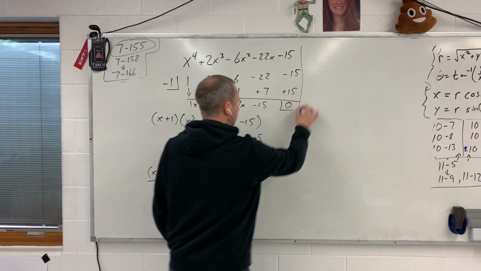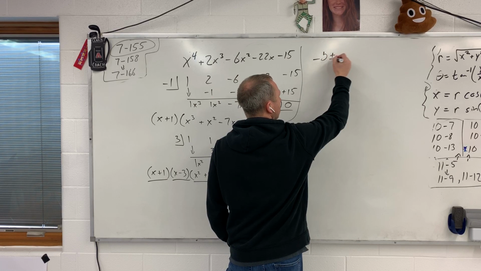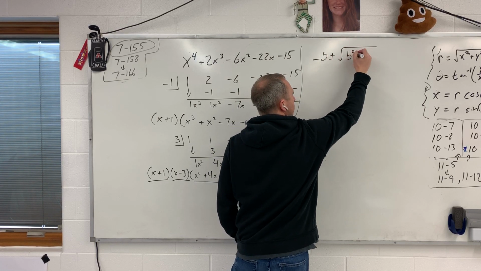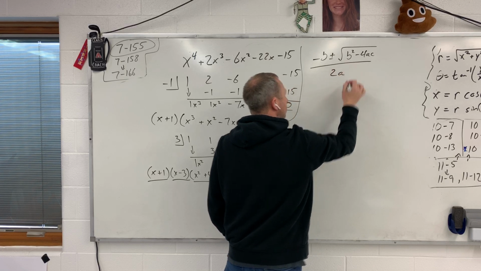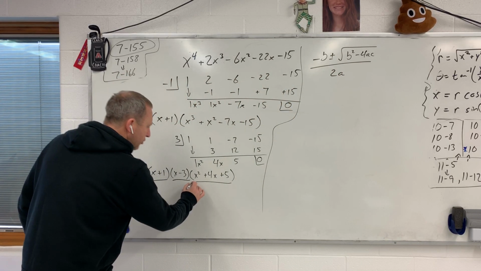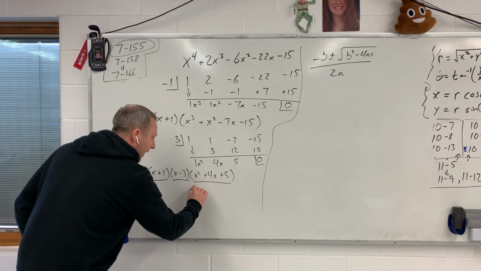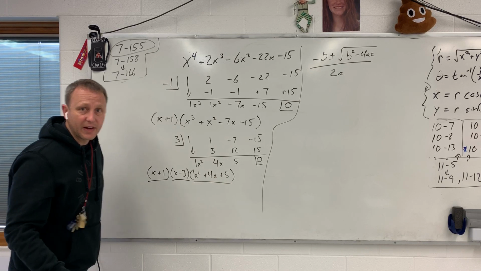And I'll kind of give myself a little box over here. So quadratic formula: negative b plus or minus square root b squared minus 4ac, all over 2a. Okay? Again, we're just worried about this part right now. So a value is going to be 1, b value is 4, c value is 5.